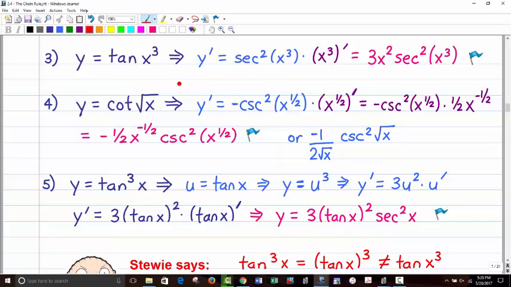Now we have cotangent of the square root of x. Derivative of cotangent is negative cosecant squared. So it's going to be, and I rewrote that as x to the 1/2, which is fine mathematically. So it's negative cosecant squared of x to the 1/2 times the derivative of x to the 1/2, which will be negative cosecant squared x to the 1/2 times the derivative of this, which will be 1/2 x to the negative 1/2.